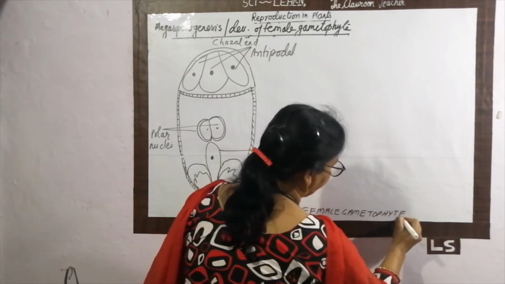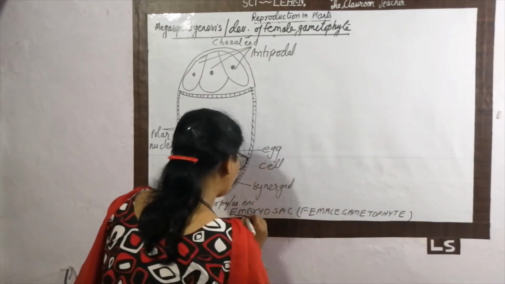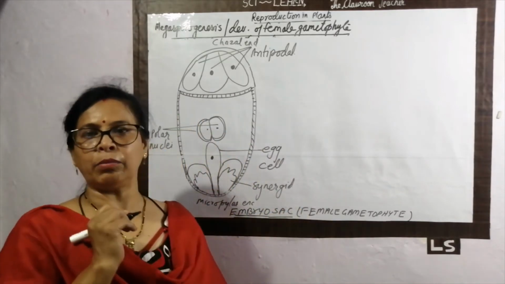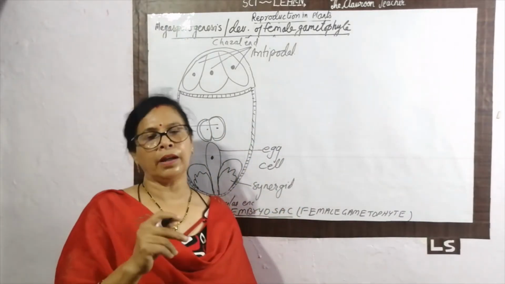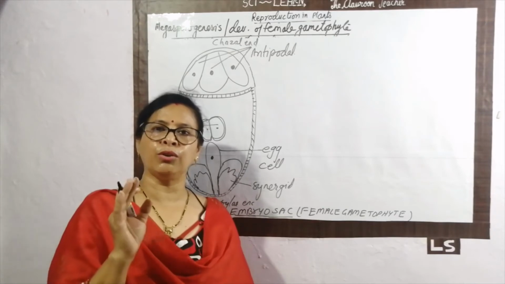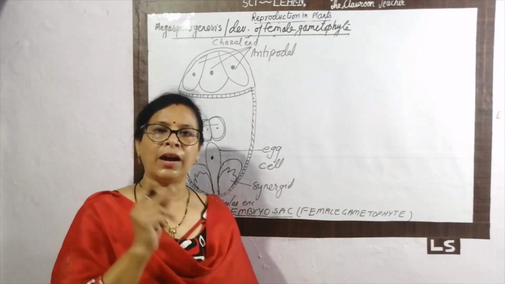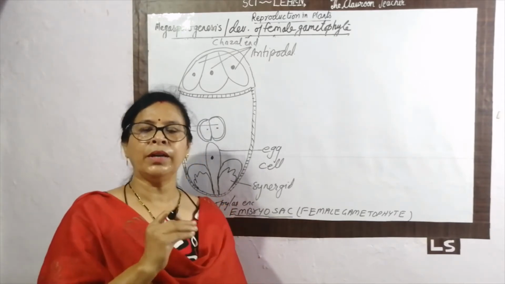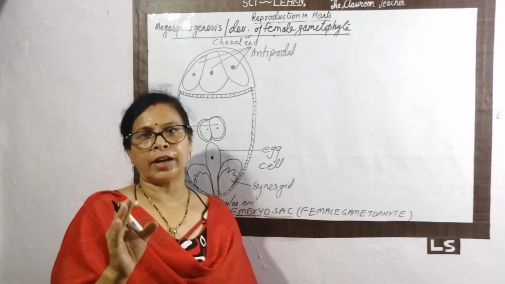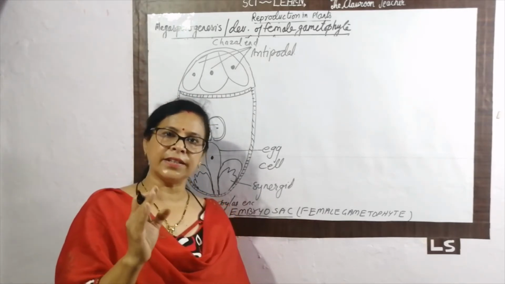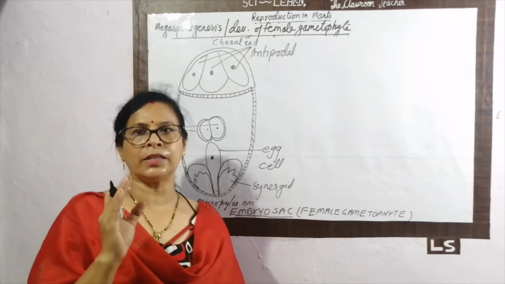Female gametophyte. Okay, this embryo sac. So what is the peculiarity about this embryo sac? After the first meiotic division, the dyad is formed. After the second meiotic division, the tetrad is formed. What happened then? Out of the tetrad of 4 cells, 3 cells get degenerated. Only 1 cell survives and develops.